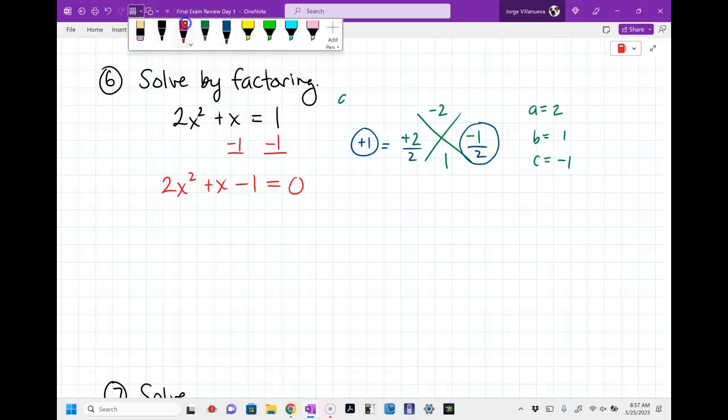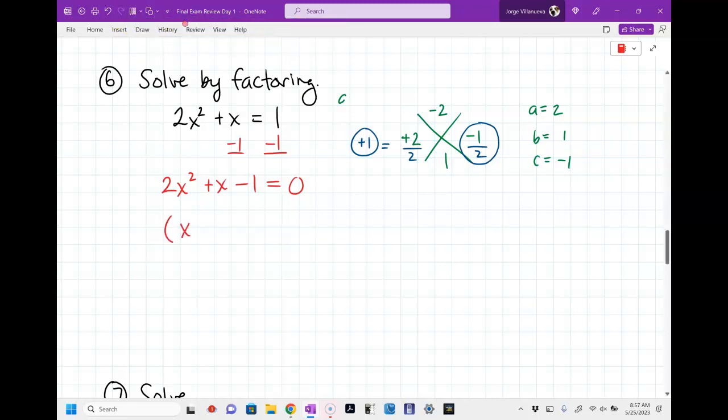Let me go ahead and write those out. x plus 1, right? Because there's a plus 1 right here. x minus half equal to 0. The minus half is right there. Now remember, they do want you to move that 2 in the denominator over, right? Because you're not supposed to have factors with fractions. So they want you to do this.